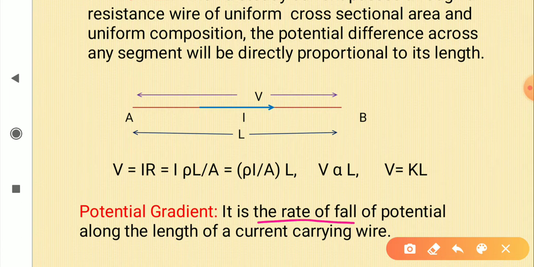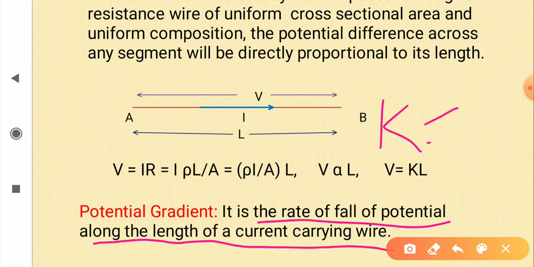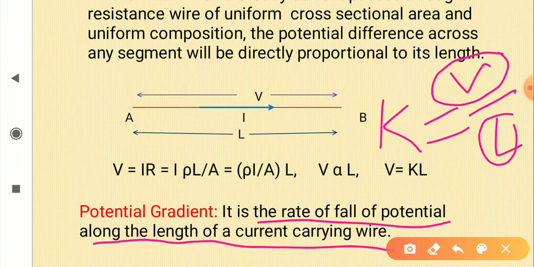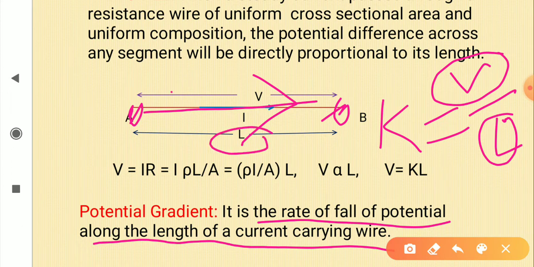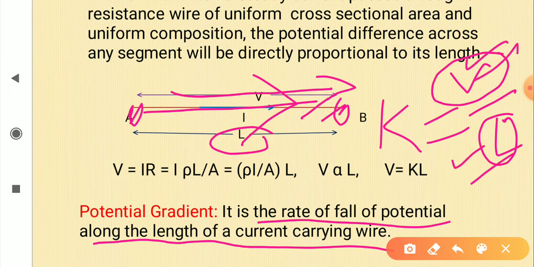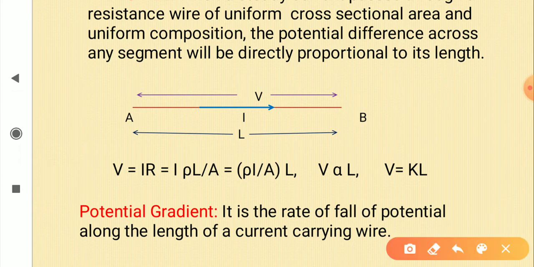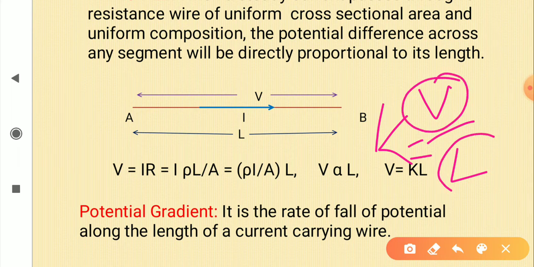It is the rate of fall of potential along the length of a current carrying conductor. You can see that this K is equal to V upon L. So this is fall of potential upon length. See, this point is at higher potential, this point is at lower potential. Current flows from higher potential to lower potential, and with length the potential will go on falling. So it is rate of fall of potential with the length of the wire, and its SI unit will be V upon L, that is volt per meter.